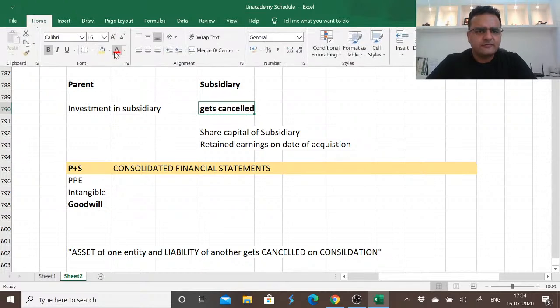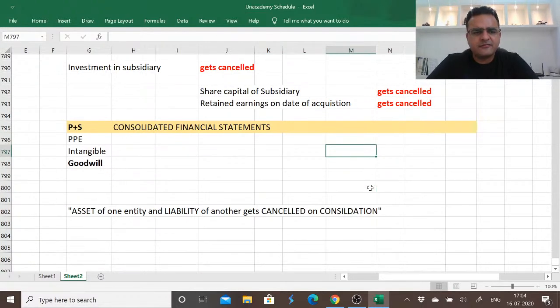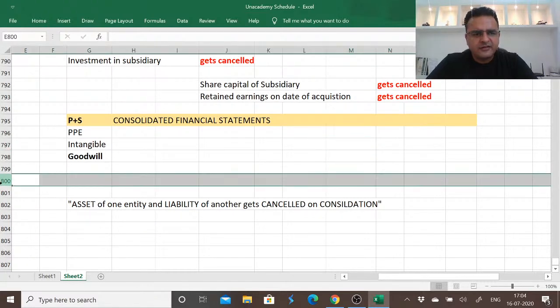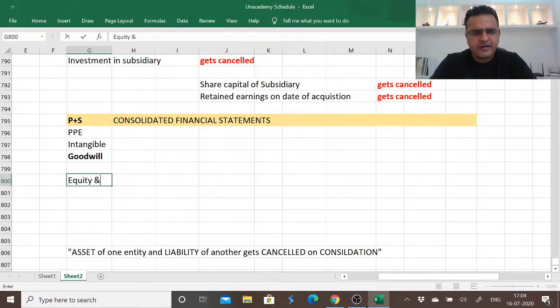with the share capital of subsidiary and retained earnings on the date of acquisition. Whatever we have acquired, these get cancelled. This is the reason that after acquisition, on the equity and liability side, we are only left with the share capital of parent only.